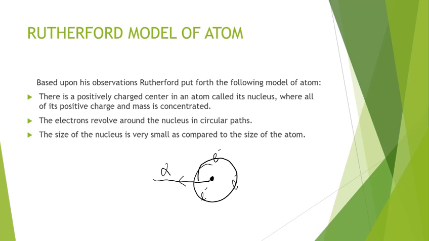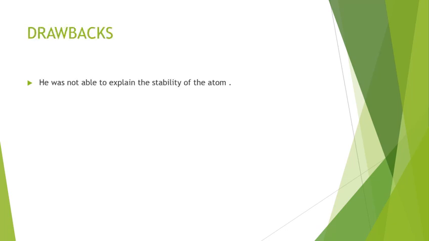Next, the drawbacks. Why are we studying the drawbacks of Rutherford's model? As we have already studied, he proposed a structure in which all the mass and the positive charge of the atom is concentrated at the center, and electrons revolve around the nucleus in circular paths, right? For example, this is the atom structure of a random atom. Now, he was not able to explain the stability. What do we mean by that?